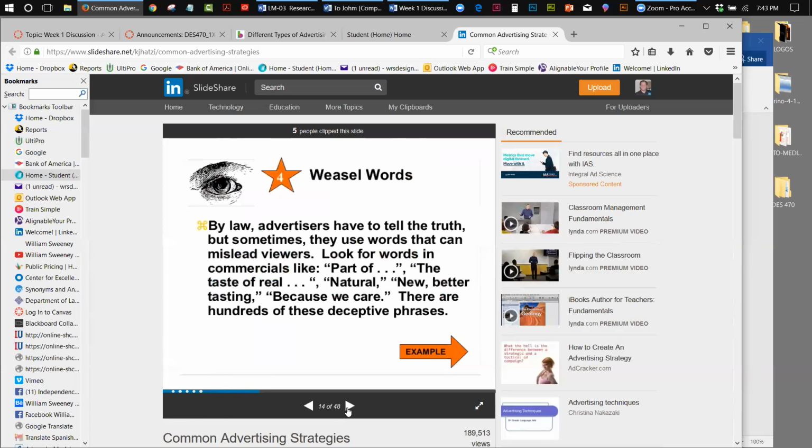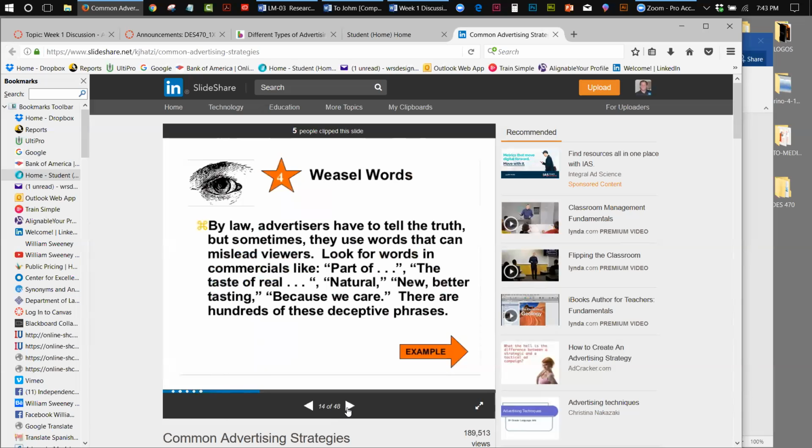Weasel words. By law, advertisers have to tell the truth, but sometimes they use words that can mislead viewers. Well, I have to tell you something. On a scale of 1 to 10, this is probably about an 8 as far as a common thing that occurs. They do this a lot, and they have gotten to the point where they are really good with it.